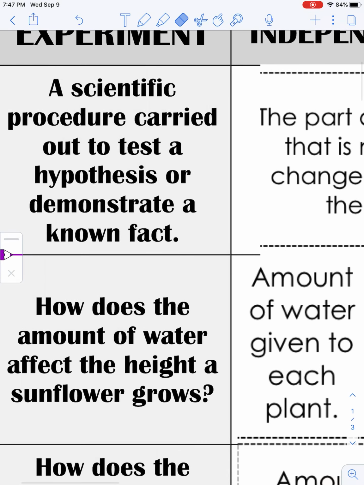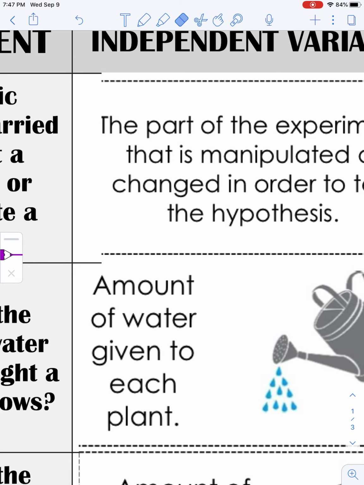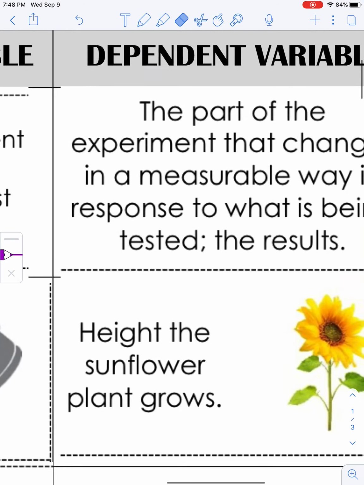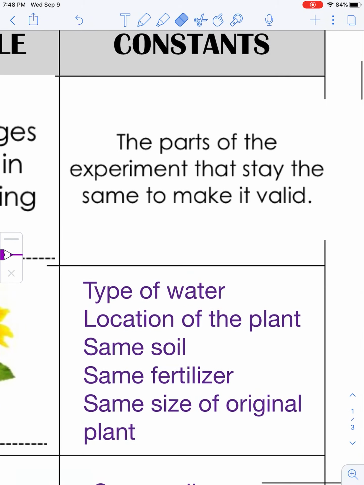All right, so let's take a look at the first one that says, how does the amount of water affect the height a sunflower grows? So the thing that we are purposely going to change will be the amount of water given to each plant. What we're going to measure then, our dependent variable, is going to be the height the sunflower grows. What do we have to keep the same? Well, we have to keep the same type of water. We can't add salt water to one, sugar water to one, and regular water to another, because that's not what we're testing. We're testing the amount of water.